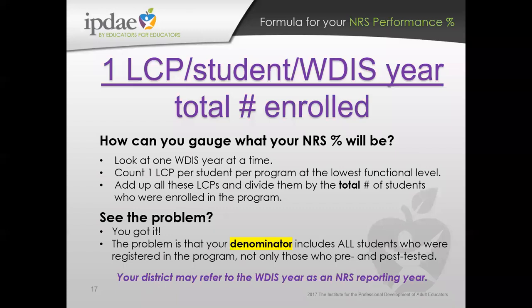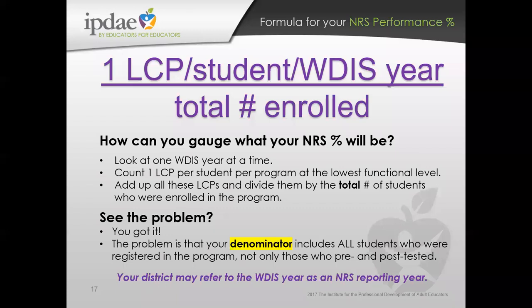Now, I want you to notice that on this slide, the word denominator is highlighted. We are going to be referring to this denominator throughout the rest of this presentation because anything that negatively impacts your denominator will drastically reduce your NRS performance percent. It's unlikely that your estimated NRS percent is going to equal exactly the NRS state number, but it is a good approximation of what they should look like. It shouldn't be off by much.